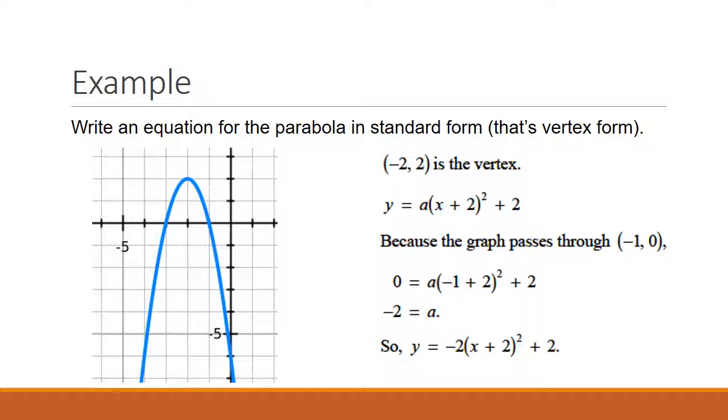So we'll put in -2, 2 for h and k. We'll put in -1 and 0 for x and y, and then solve for a, and we get that a is -2. So our equation is y equals -2 times (x plus 2) squared plus 2.